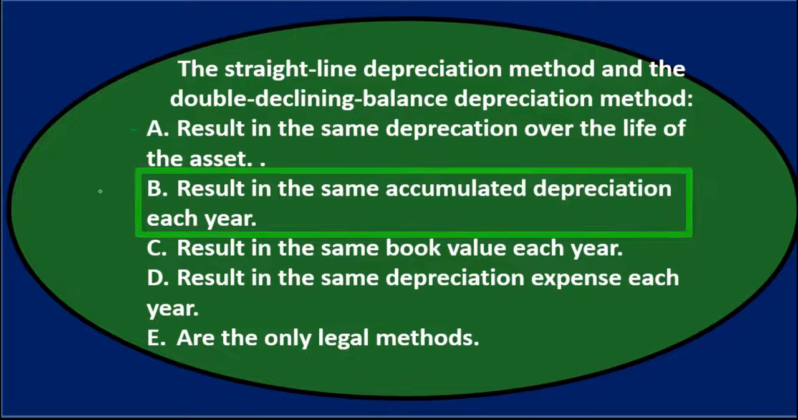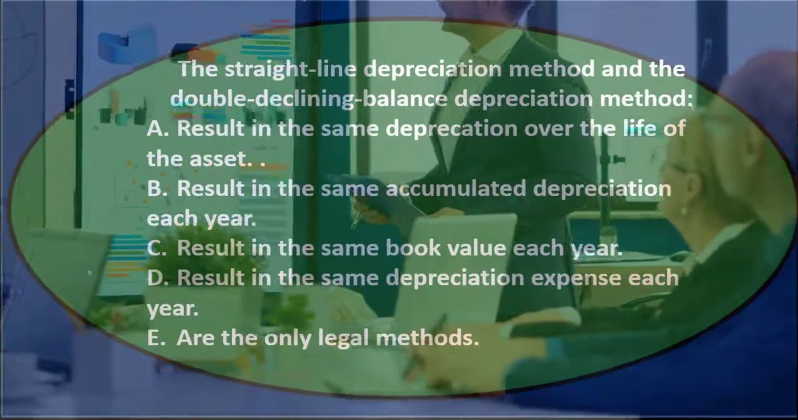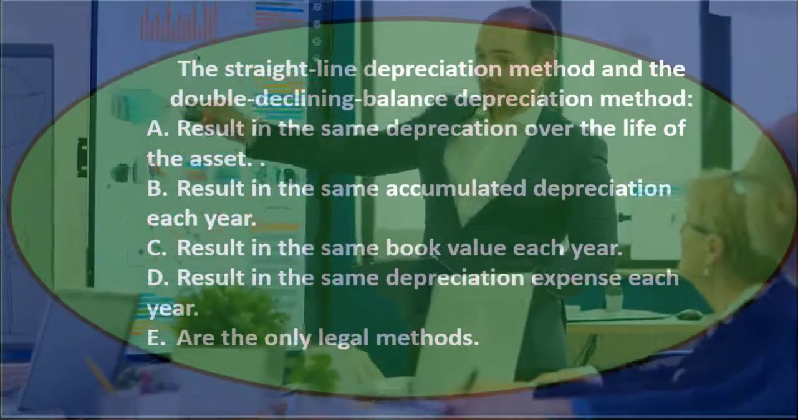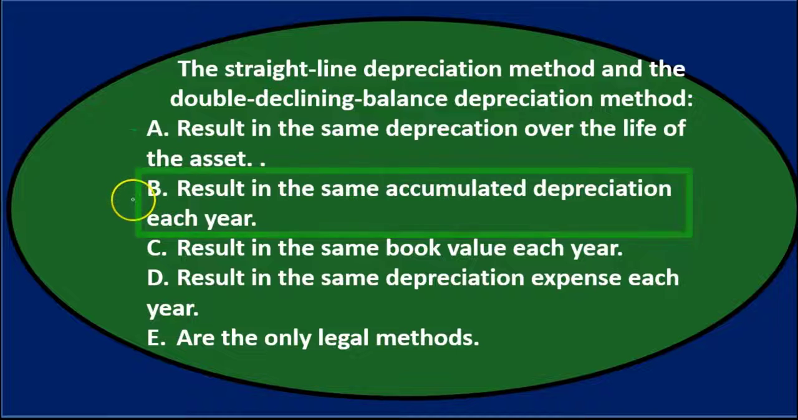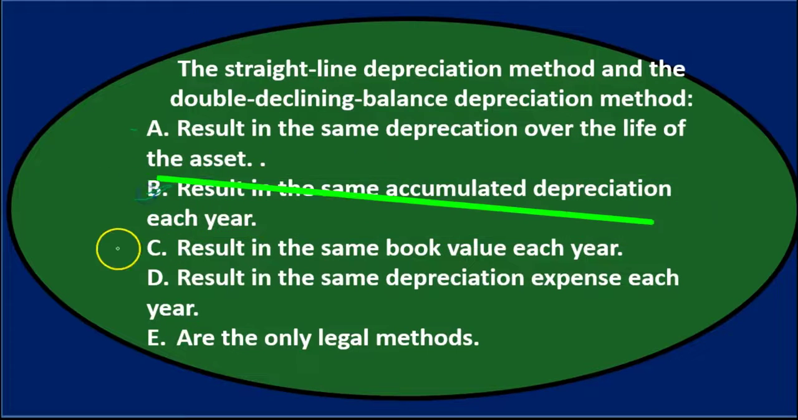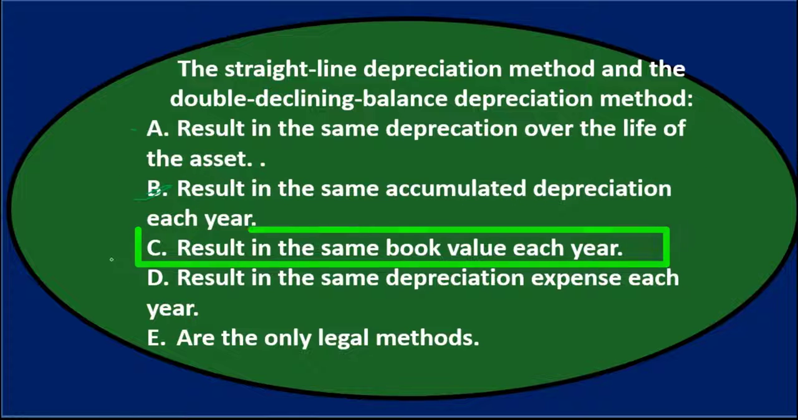B, results in the same accumulated depreciation each year. And that will not typically be the case. We're typically going to have different depreciation each year, although we will end in the same book value, the same result at the end of the time period. So it's not B. C says results in the same book value each year.